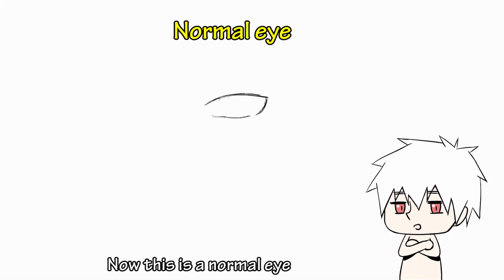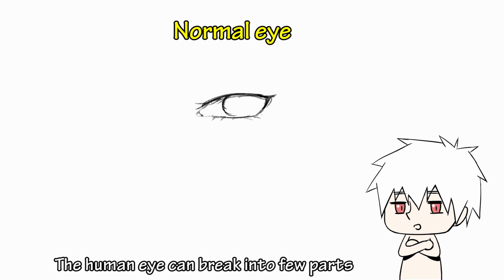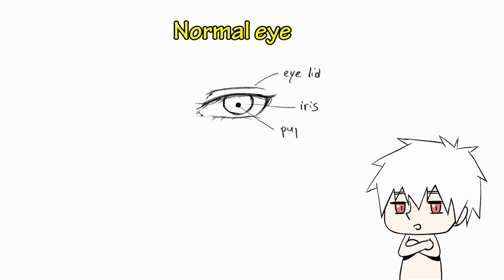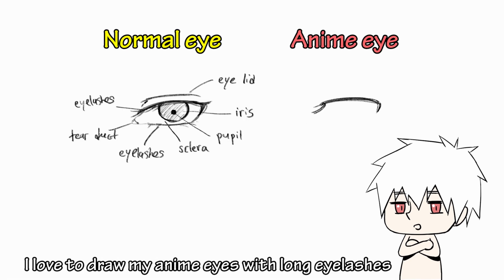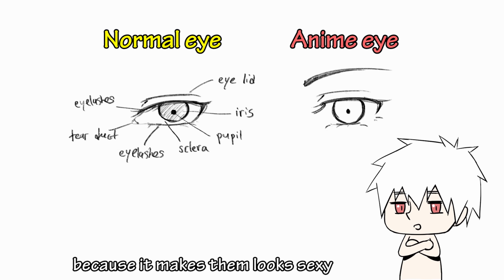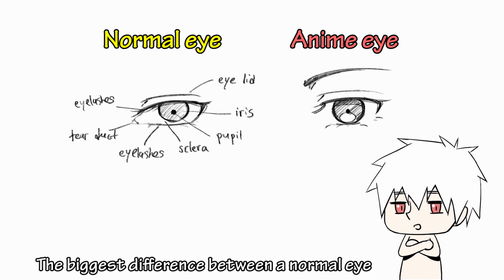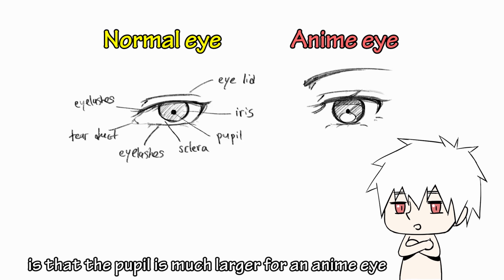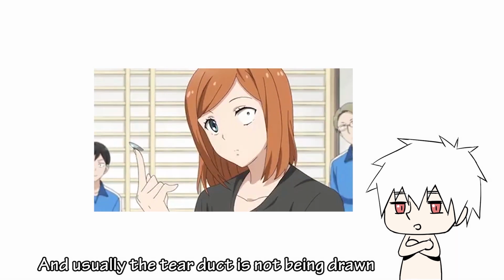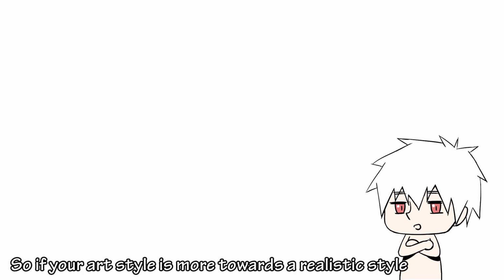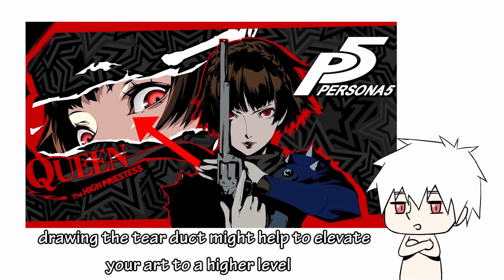Now this is a normal eye. The human eye can break into few parts: the eyelid, iris, pupil, eyelashes, tear duct, and sclera. And this is an anime eye. I love to draw my anime eyes with long eyelashes because it makes them look sexy. The biggest difference between a normal eye and an anime eye is that the pupil is much larger for an anime eye, and usually the tear duct is not being drawn. So if your art style is more towards a realistic style, then drawing the tear duct might help to elevate your art to a high level.